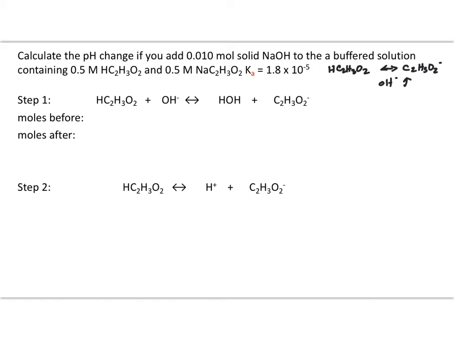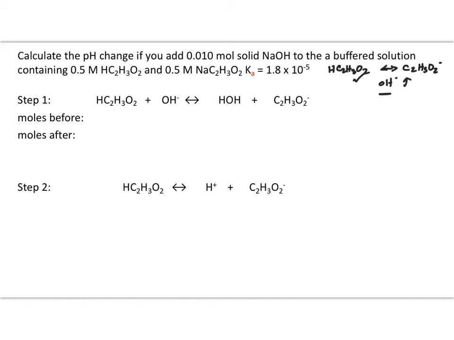Now, we know that the hydroxide ion is going to interact with an acid. So in this case, the hydroxide ion is going to interact with our acetic acid. So when we represent what's physically happening initially when we add the hydroxide, we're going to show our acetic acid and our hydroxide ion as both being on the reactant side, and then we're going to have our water and acetate ion as products.